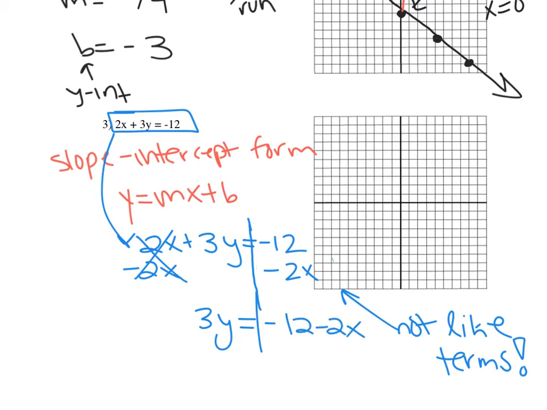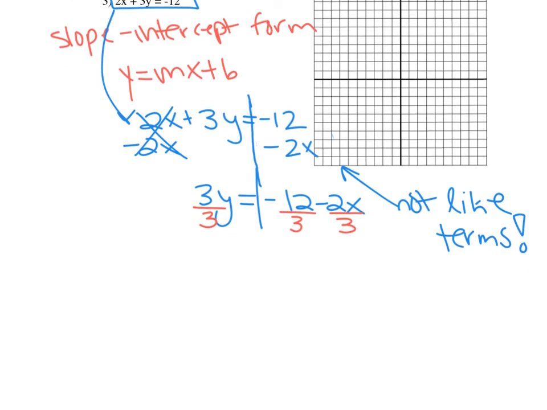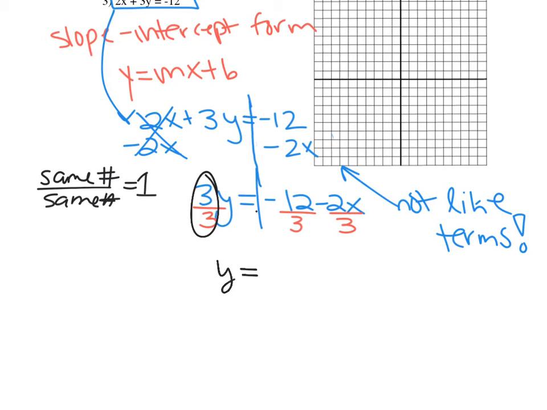I'm going to divide everything by 3. Everything gets divided by 3. So 3 divided by 3 is 1. Remember, the same thing over the same thing is 1. So if I have the same number over the same number, that equals 1. So I'll have y equals -12 over 3 is -4. And then I have minus 2/3 x.